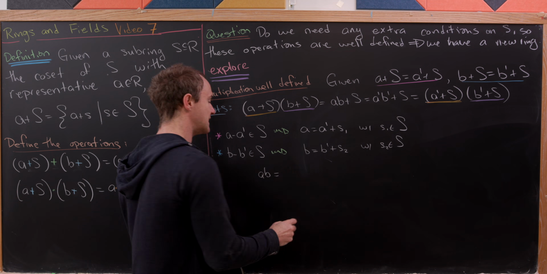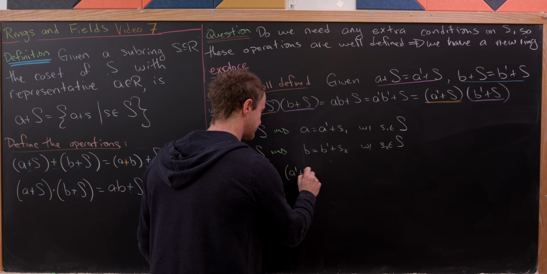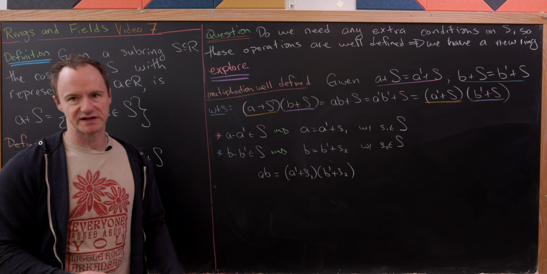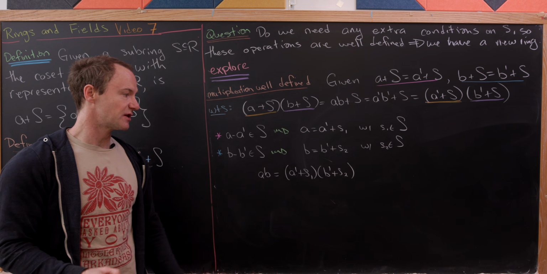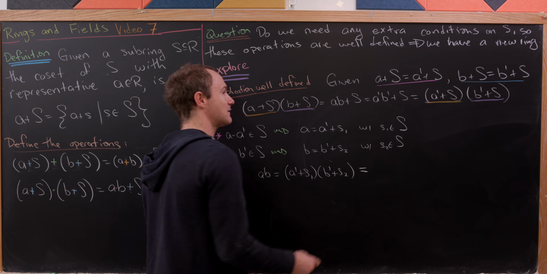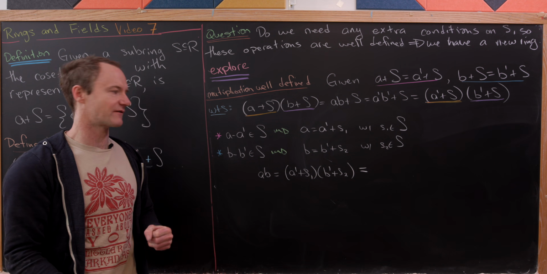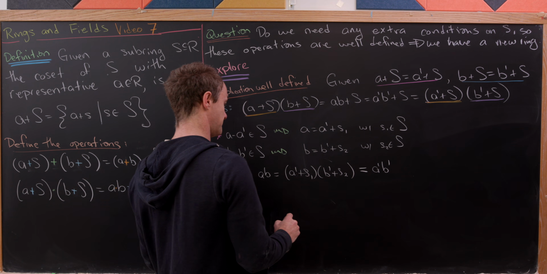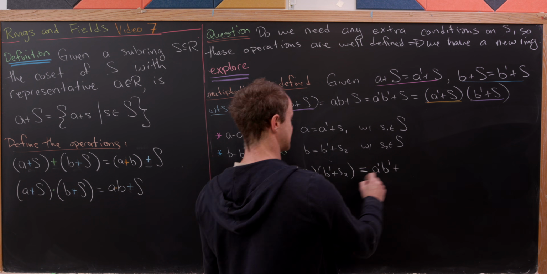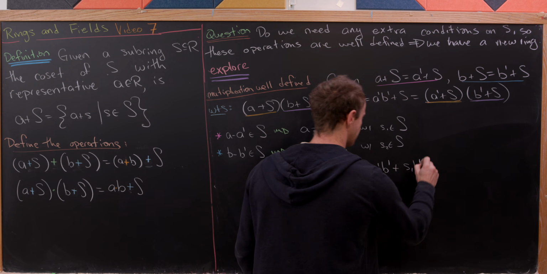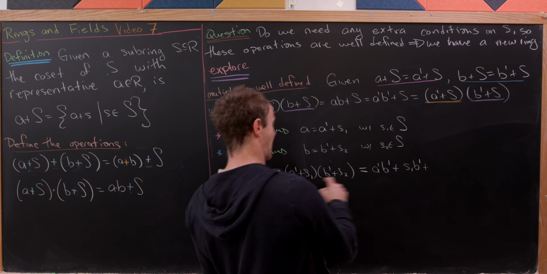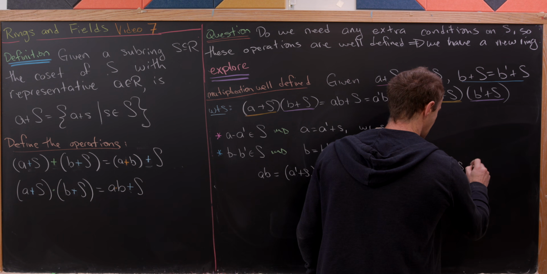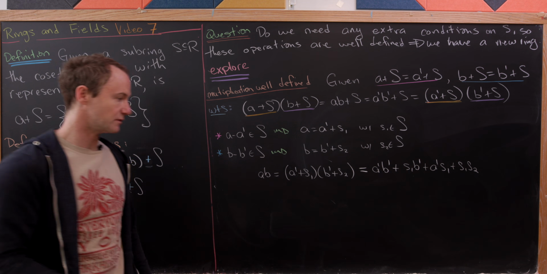Okay, nice. A times B can now be written as A prime plus S1 times B prime plus S2, just with that replacement. But now I'll use the distributive rule to expand that out, keeping in mind that I do not necessarily have commutativity. And that'll give me A prime times B prime, and then plus S1 times B prime, and then A prime times S2, and then plus S1 times S2.